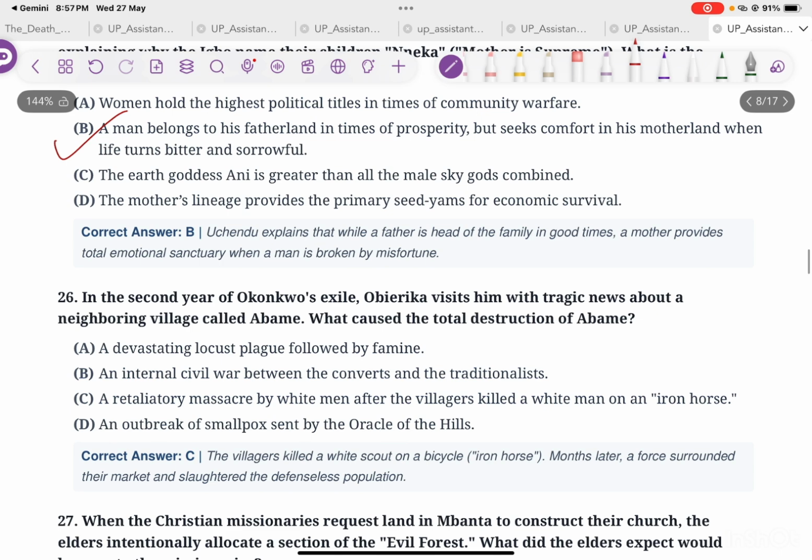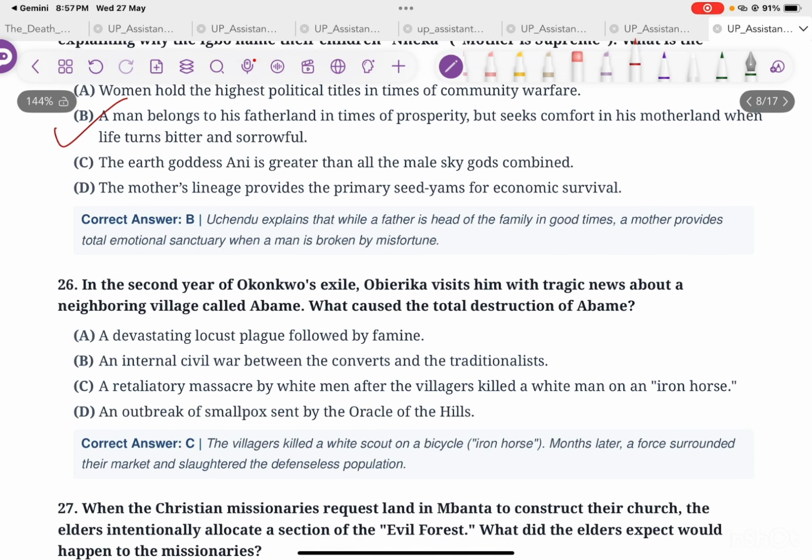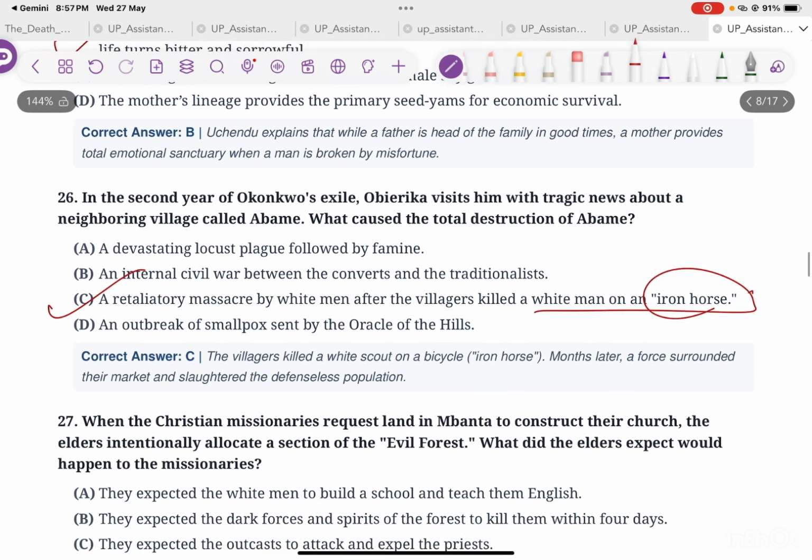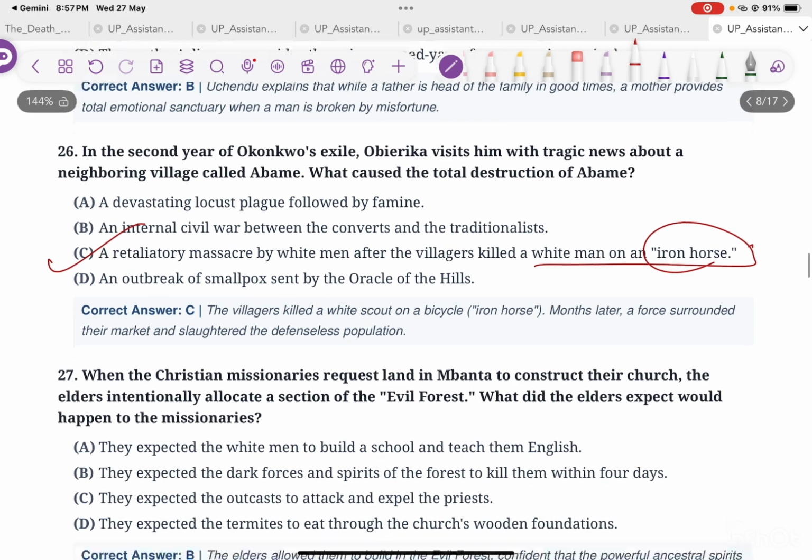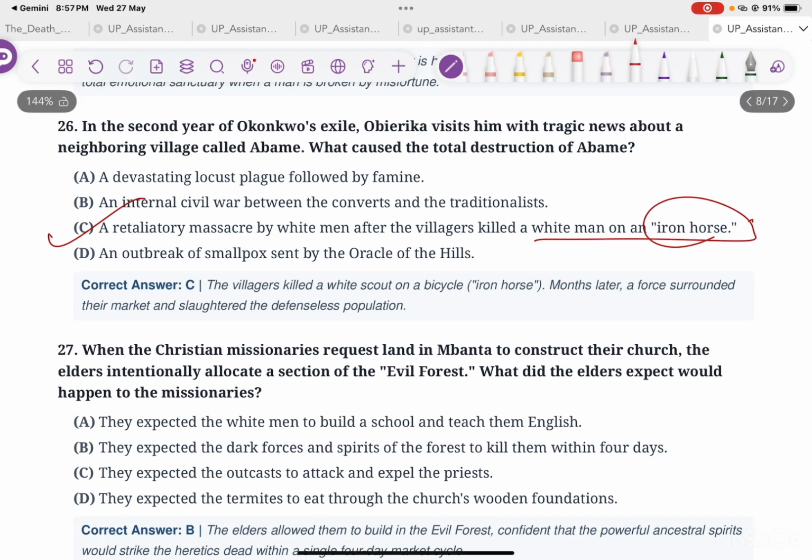In the second year of Okonkwo's exile, Obierika visits him with tragic news about a neighboring village called Abame. What caused the total destruction of Abame? There was a retaliating massacre by white men after the village killed a white man on the iron horse. So the white men have modern equipment, they have the guns and all, and they are trying to eradicate the tribes and colonize Africa, and that is very much visible in the novel.